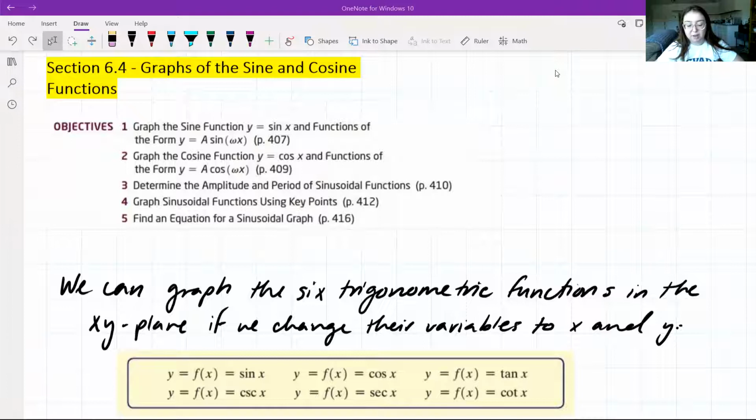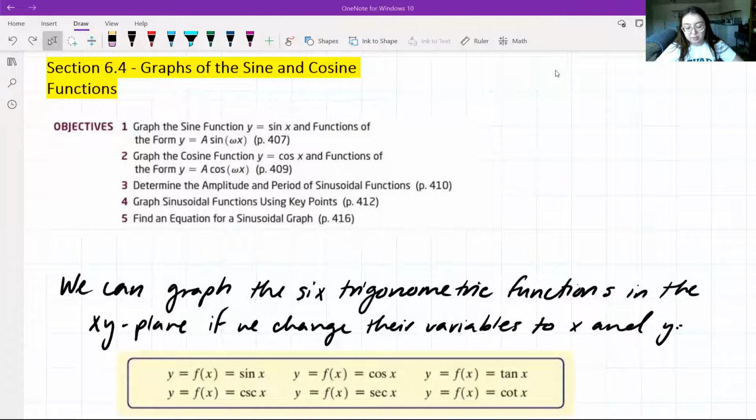Number 1 being we want to graph the sine function y is equal to sine x and functions of the form y equals a sine of, and that is not a w but an omega. So that's the lowercase Greek symbol for omega. So y is equal to a sine of omega x. Number 2, graph the cosine function y is equal to cosine x and functions of the form y is equal to a cosine of omega x.